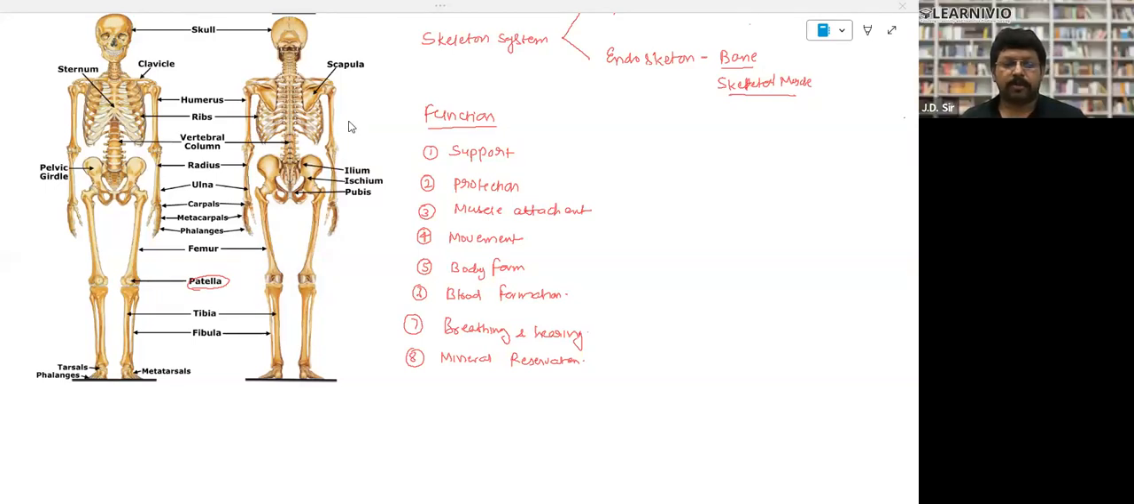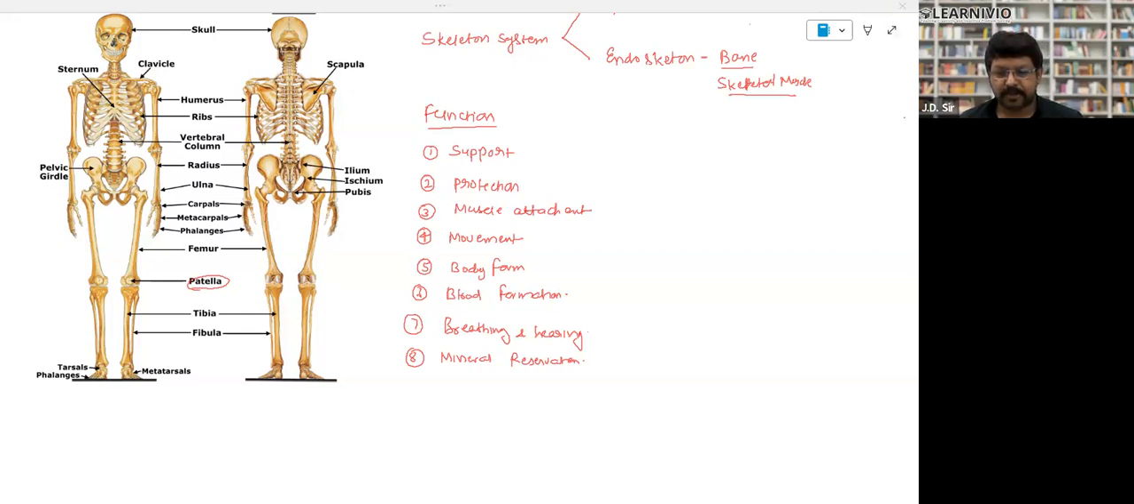So look, what is the function? Support, protection. They give support to the body, they protect our body. Muscle attachment, yes, muscles do attach to the skeletal system. They maintain the body form, meaning they maintain the shape. Blood formation, yes, blood formation takes place in all our long bones. Breathing and hearing are important. And mineralization, meaning calcium, phosphate, magnesium all get deposited into the bone. So they are the basic functions.